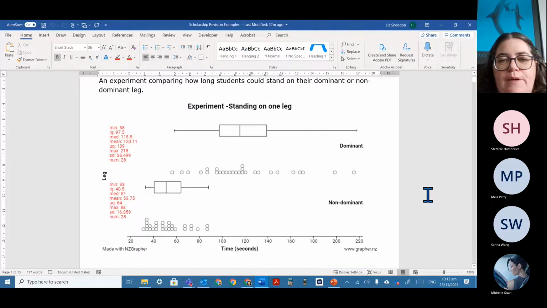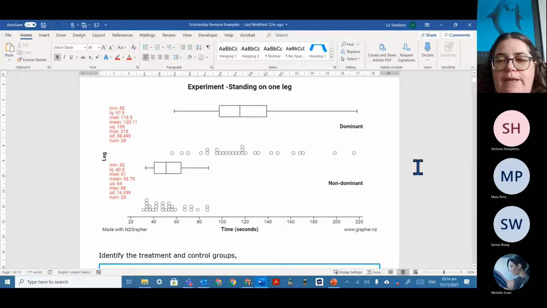So this is an experiment that was done with a group of students, and they had to stand either on their dominant leg or their non-dominant leg and see how long they could do it. So my first question is to think about what my treatment and control groups would be. I've got these two groups, dominant and non-dominant. Which one would be the control group, and why?